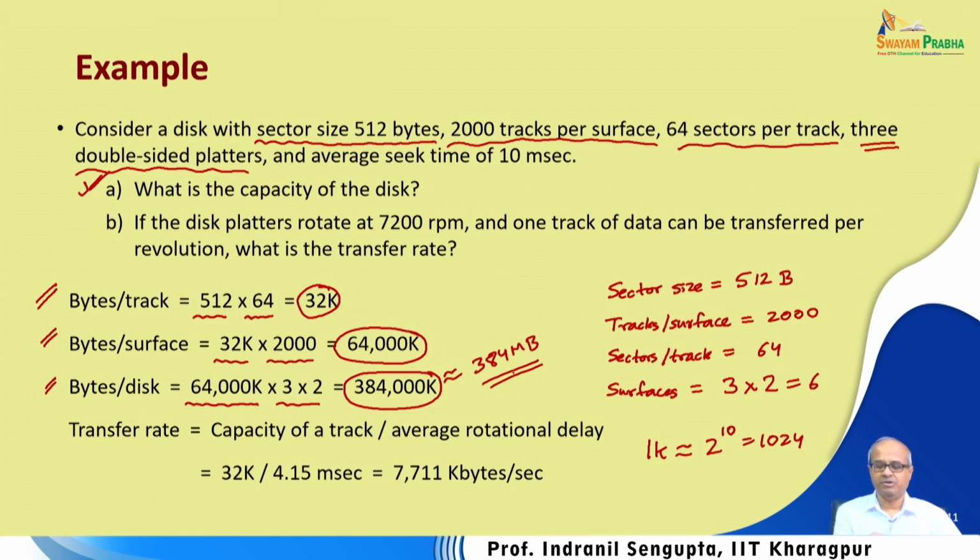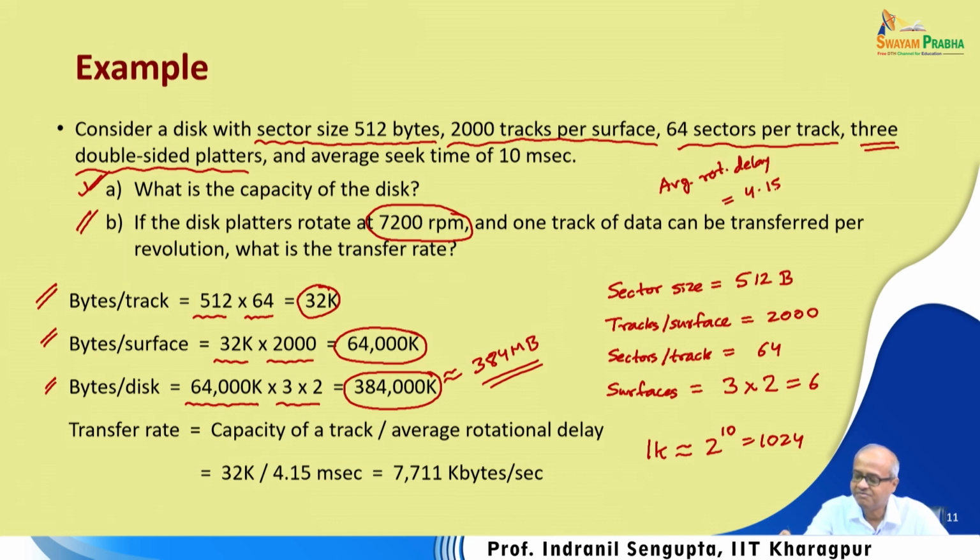Okay. Now that we have found out the total capacity of the disk, the second part of the question says the rotational speed is specified as 7200. Earlier we showed a calculation for a 7200 RPM disk, where the average rotational delay is 4.15 milliseconds.